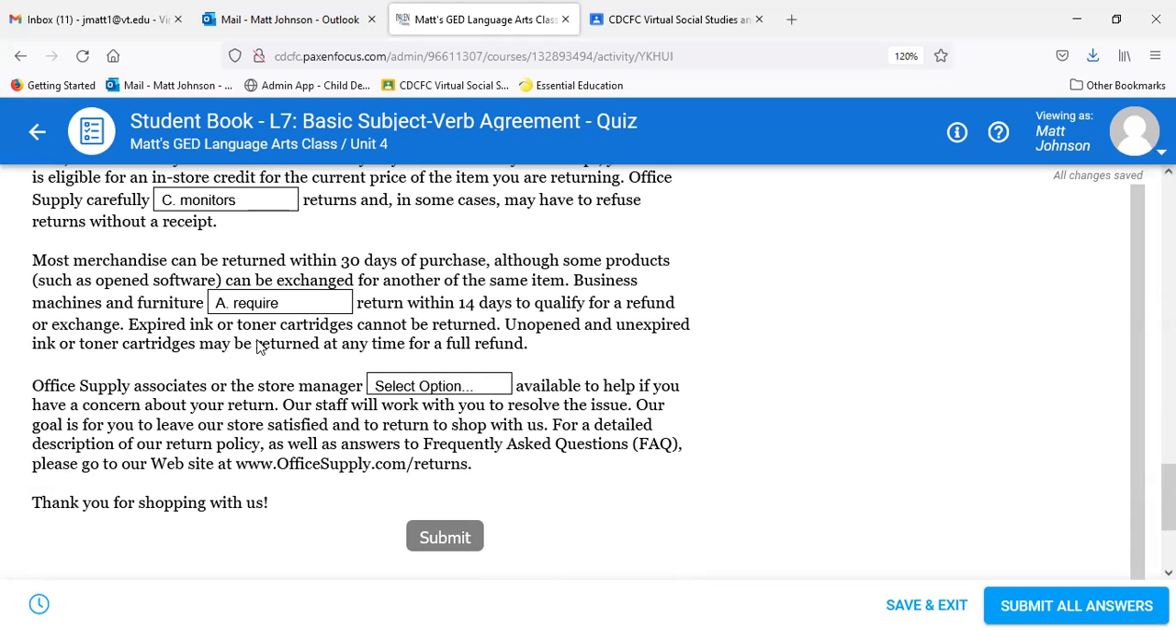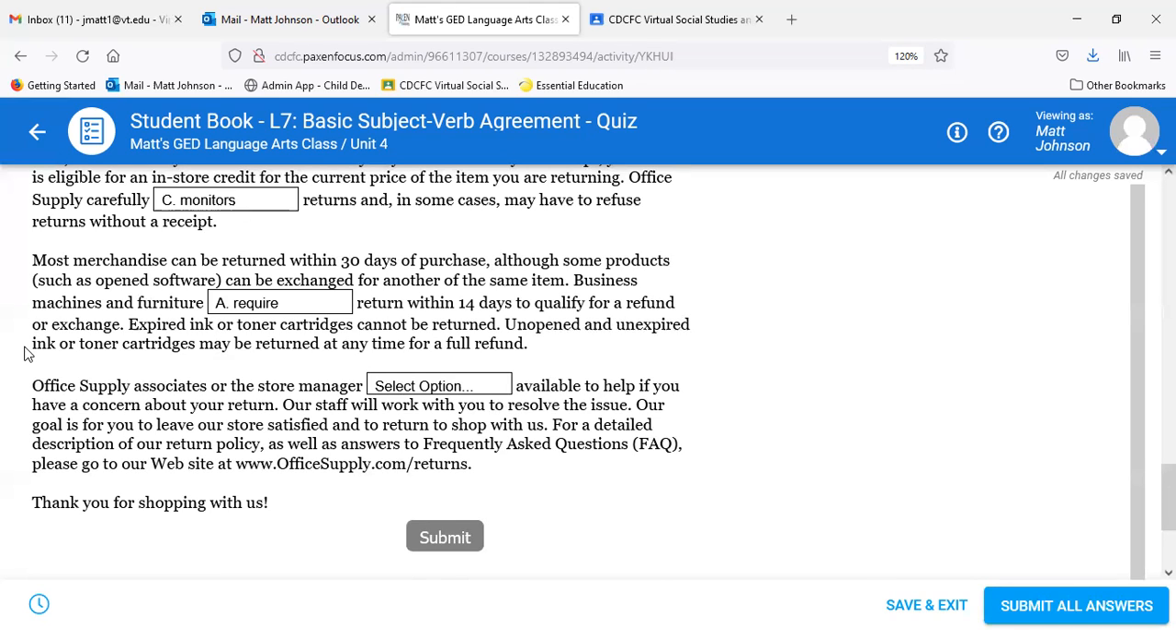They try to trip you up a little bit here, right? Because they put furniture there, which alone would be singular. But we're using and, so we're talking about more than one. Business machines and furniture require, just like it requires a plural verb, require return within 14 days to qualify for a refund or exchange. Expired ink or toner cartridges cannot be returned.